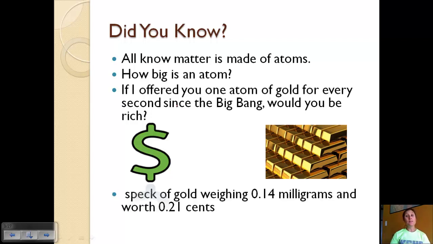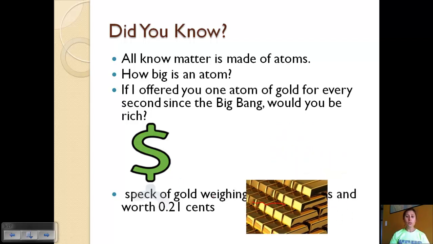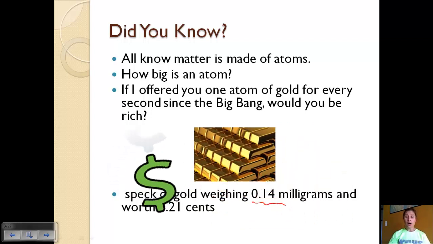Well, unfortunately, not really. Even though that's a ton of atoms, atoms are really, really small, and that amount of atoms would only add up to a speck of gold weighing about 0.14 milligrams and only worth 0.21 cents, not even worth 1 penny. So atoms are really, really tiny. So we're going to continue our discussion of atoms and other types of matter.